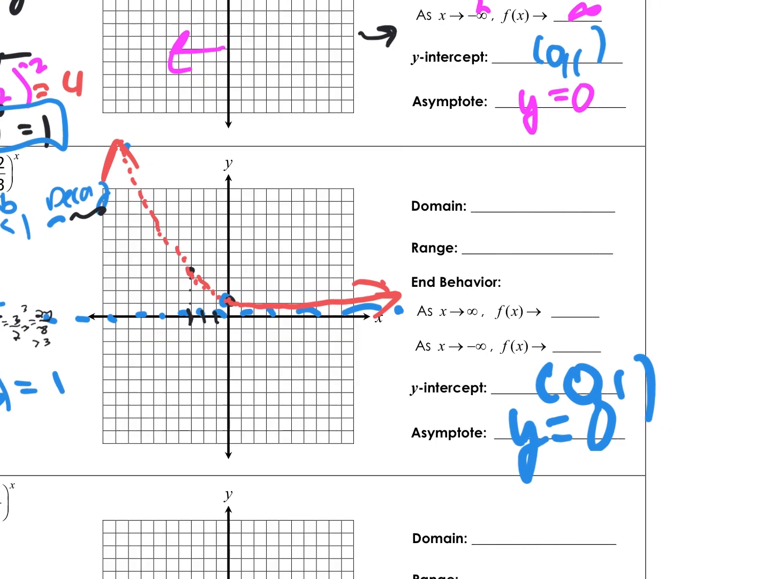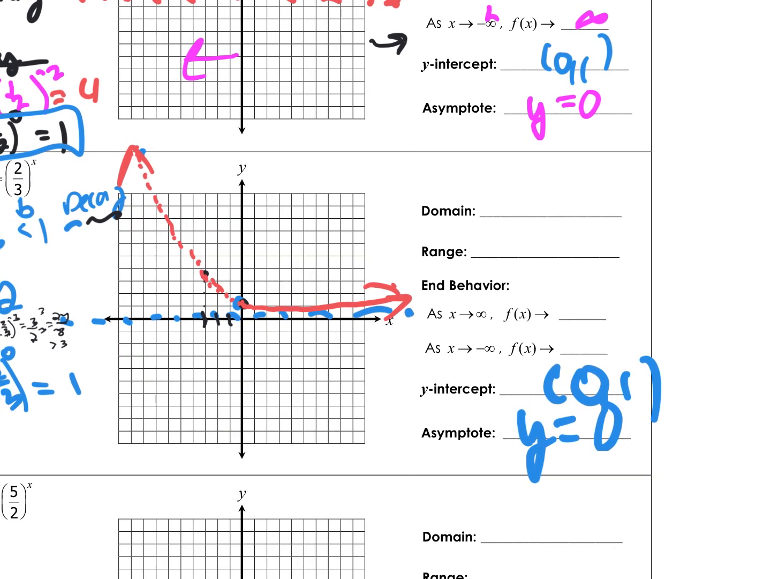So let's see. What's my domain? Again, from -infinity to infinity. What's my range? Well, the lowest I can go is at this asymptote. It's approaching it. It never gets there. So that's a 0. How high will it go? Well, it goes up forever, infinity. End behavior, same answers as the last problem.